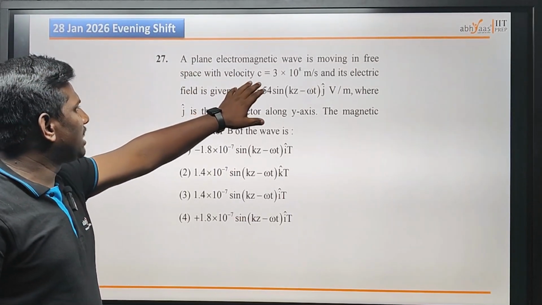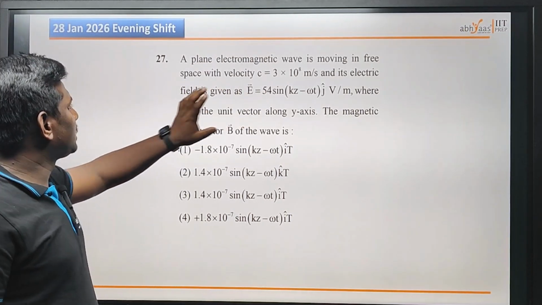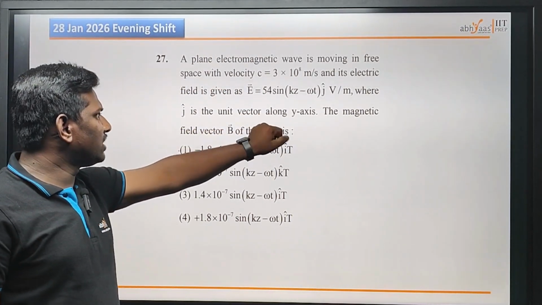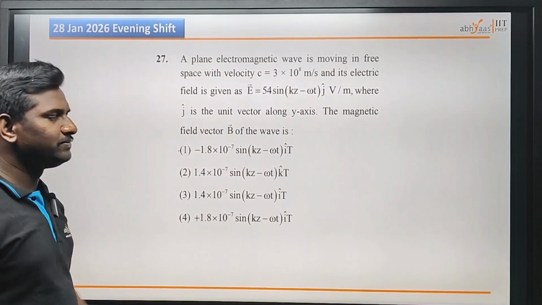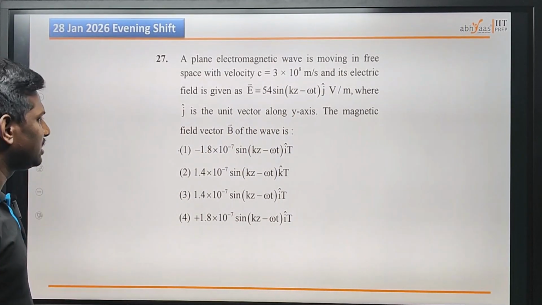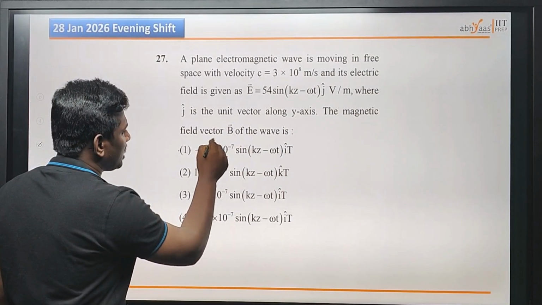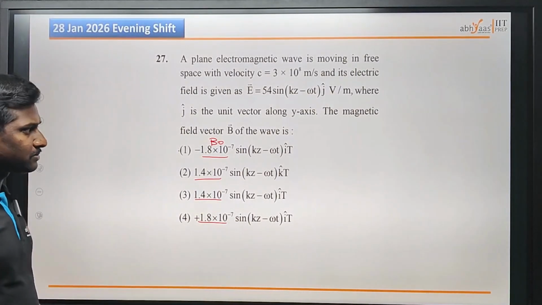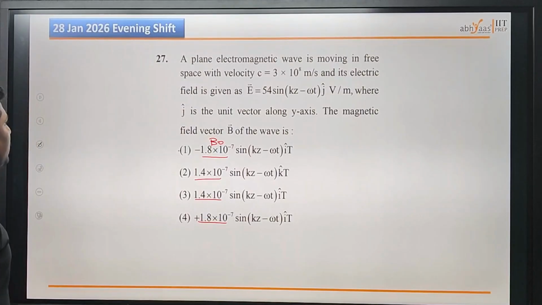A plane electromagnetic wave is moving in free space with velocity and electric field. They have given the electric field where J is the unit vector along the y-axis. So for the magnetic field vector B, you just have to find the amplitude of the vector. Then you can simply mark the answer. And the direction is also very important. How to find the direction?